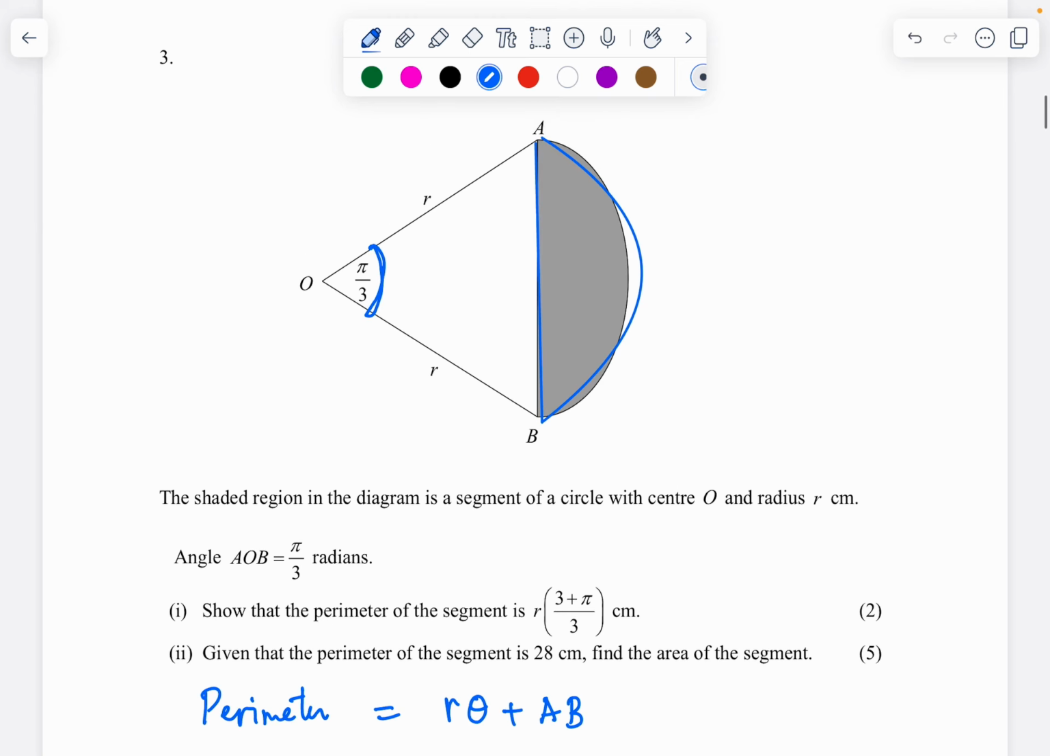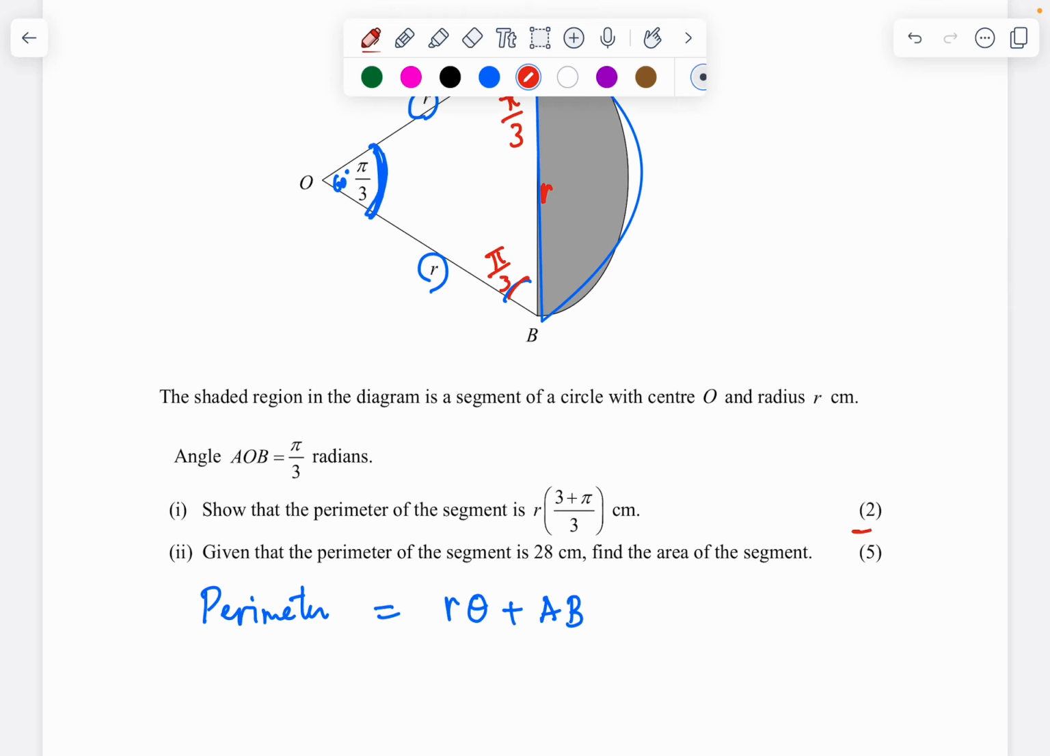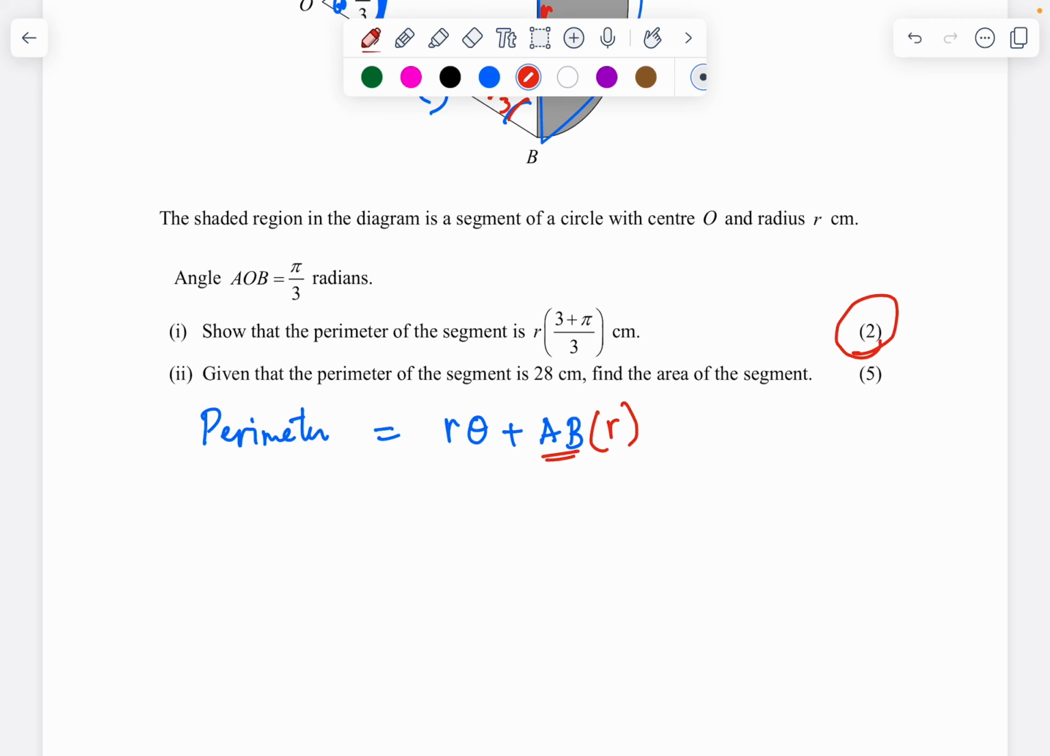And also you can see that this looks like an equilateral triangle, because this is pi by 3. Pi by 3 is nothing but 60 degrees, right? And you can see this is r and r, which means this and also this must be equal. If this is 60, what else is left? 120 is left. So this is also pi by 3 and this is also pi by 3, which means the AB is also going to be r. So we specifically don't need to find AB. AB is already r. So I just find the arc length.